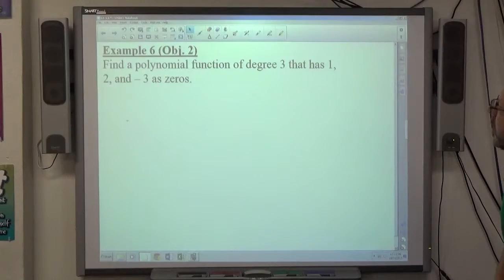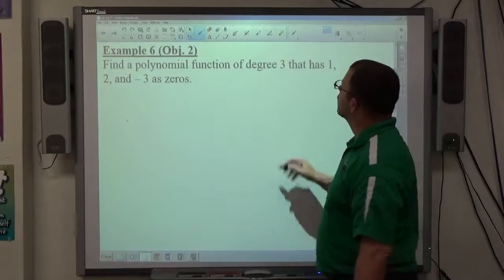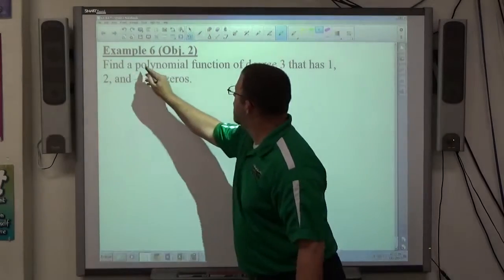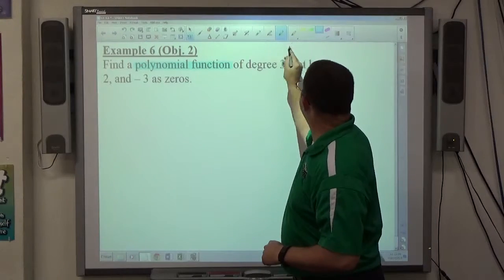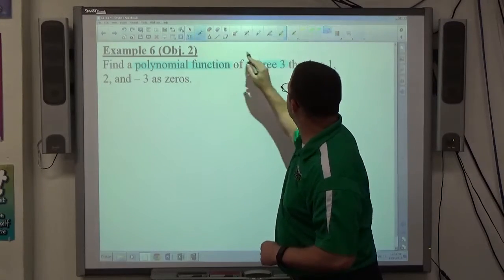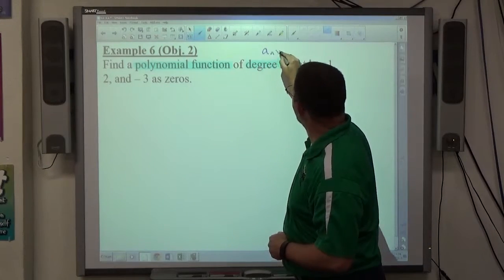Okay, moving on to example 6. Find a polynomial function, so p of x of degree 3. So let's first of all focus on the directions here. Polynomial functions p of x, or f of x if you want to call it that. And it says degree 3. What that means is my first term is something x to the third power.